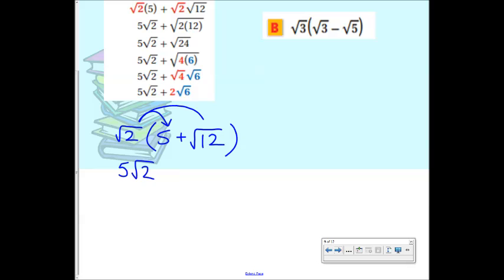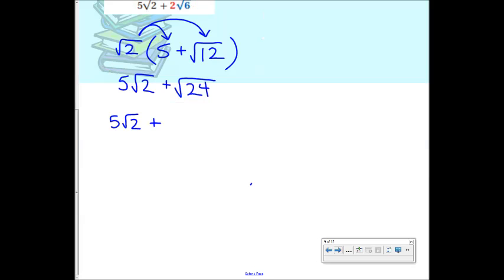Okay, so what else could I use? 6 times 4. Is there anything else? 8 times 3, but neither of those are perfect squares either, right? So it seems like 6 and 4 is our best option. You notice that I will always write the 4 first. Why? It's not because it's the smaller one. It's the perfect square.